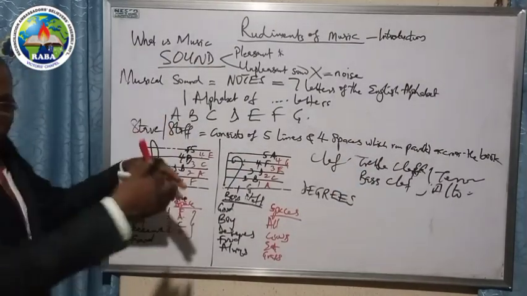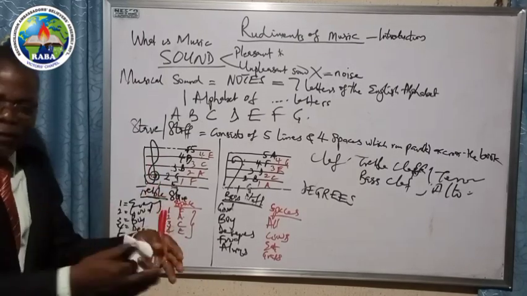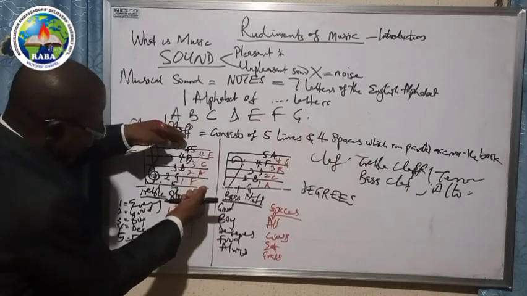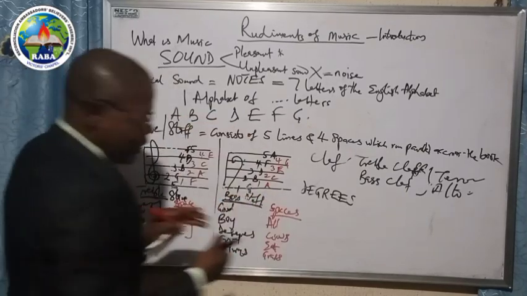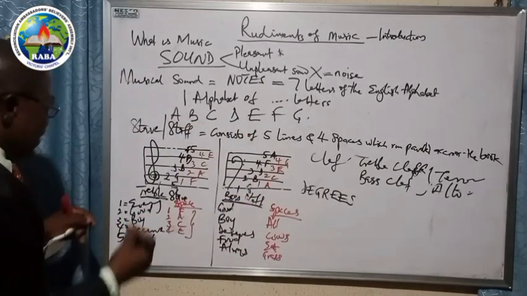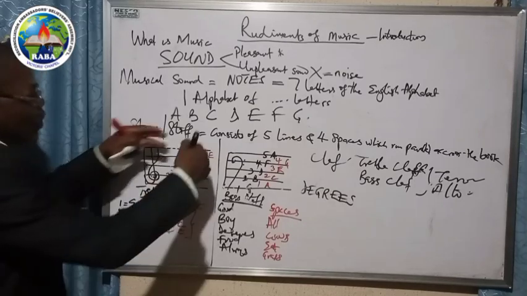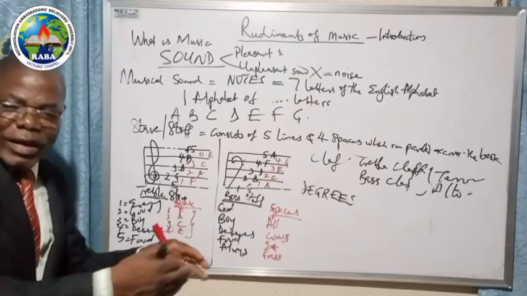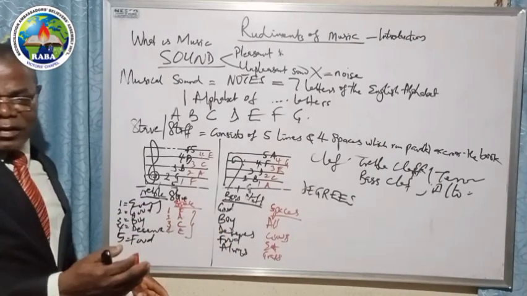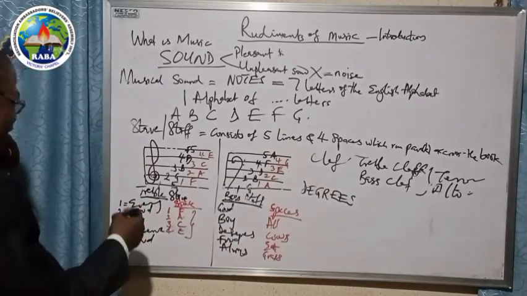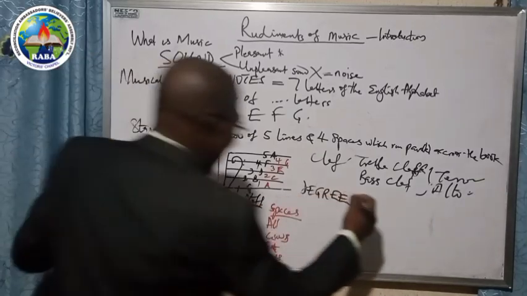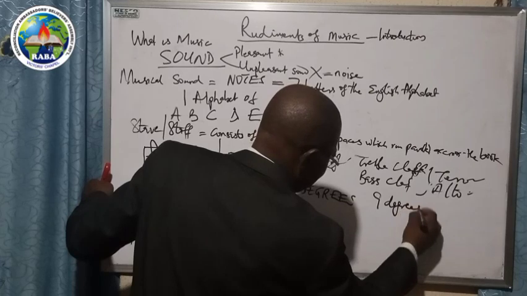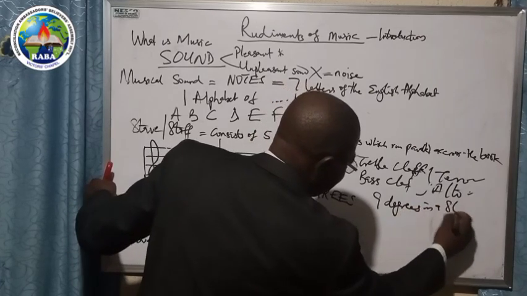The lines and the spaces are collectively called the degrees. As it affects here, it affects there. Degrees. What am I saying? The 5 lines and 4 spaces are collectively called the degrees, in which case you can say that we have 9 degrees in a stave.